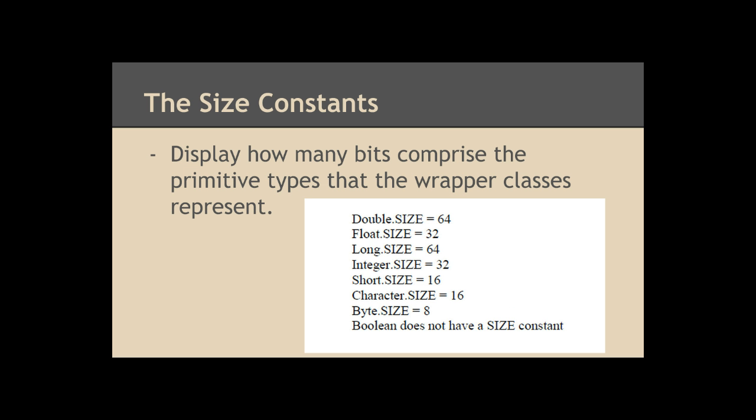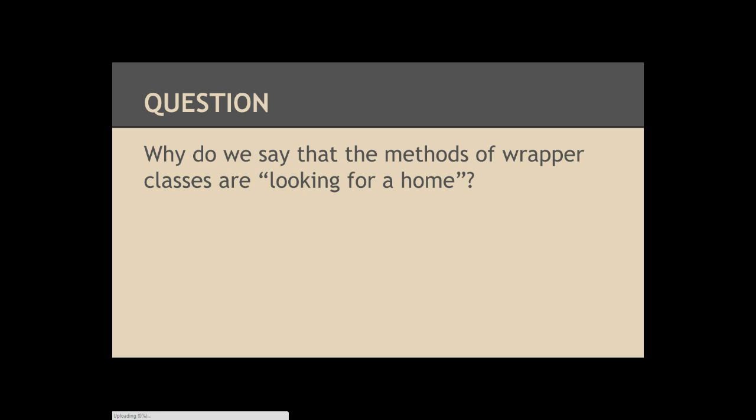And then there are the size constants. They tell you how many bits comprise the data types that the wrapper classes represent. So if you did Double.SIZE, Float.SIZE, Long.SIZE, any of those, these would be the values you'd get. And Boolean doesn't have a size constant.